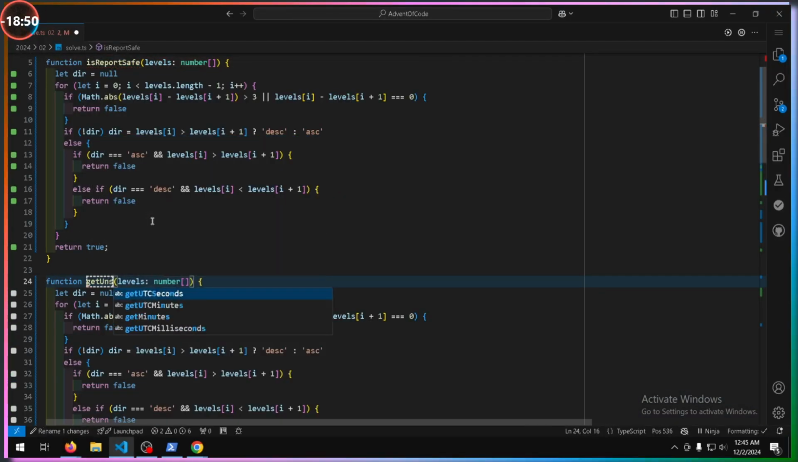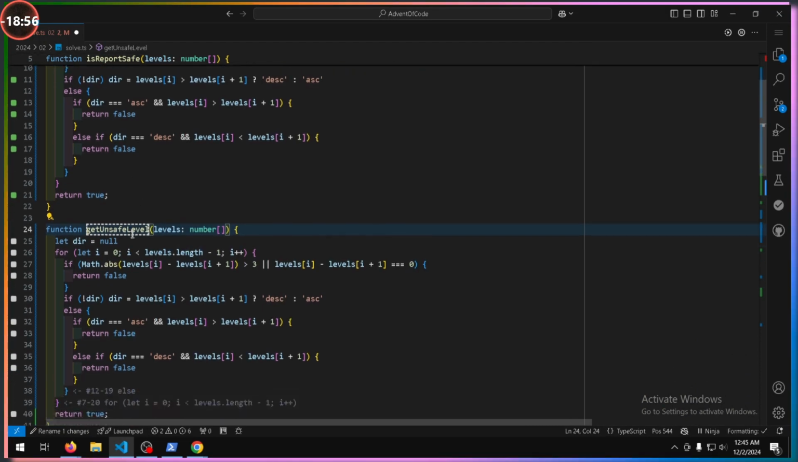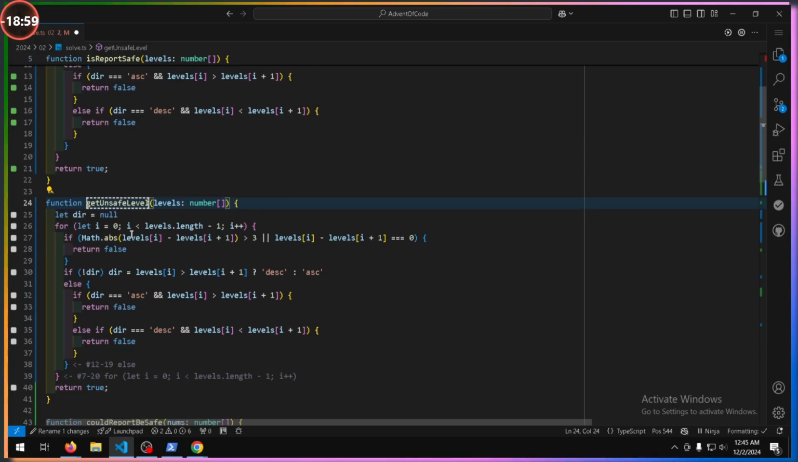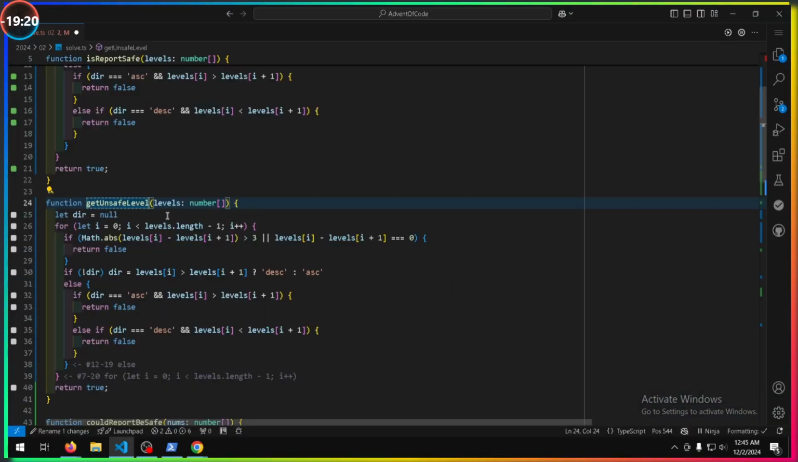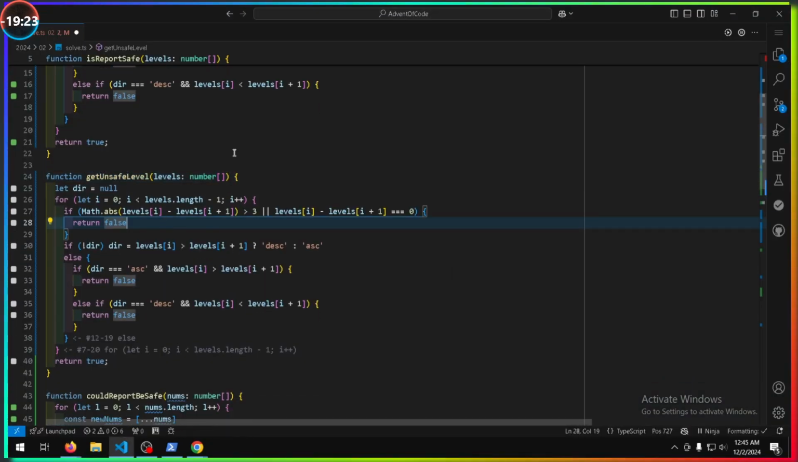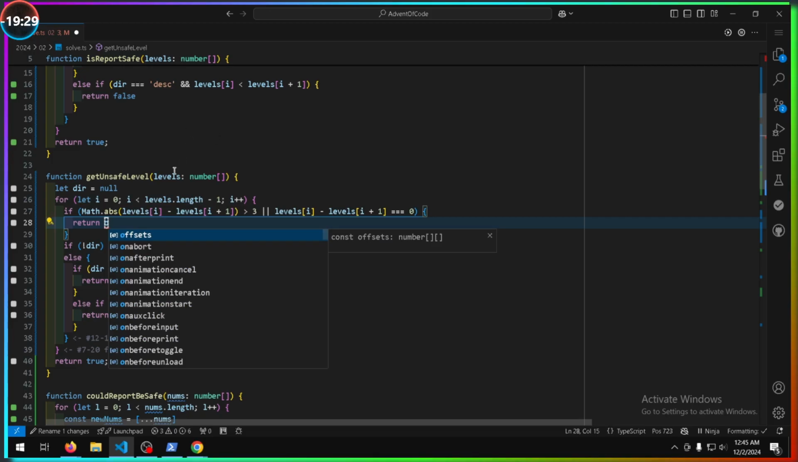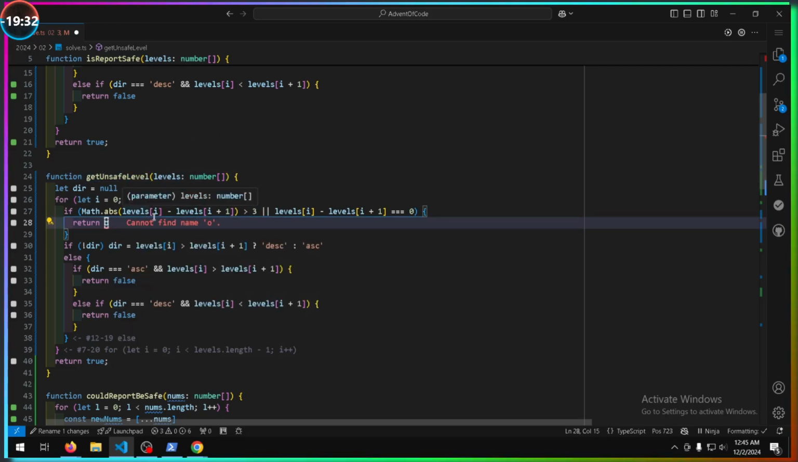Get unsafe level. Basically, the level that is trying to figure out, because technically an unsafe level is not inexistent. It's a relation. So 2 is unsafe, 7 is unsafe, going from 7 to 2 is unsafe. So I guess my unsafe level, if I were to define it, would be the first of the pair. Get unsafe level. So we're going to do this, and instead of returning the booleans, we're going to return the index of the unsafe level.